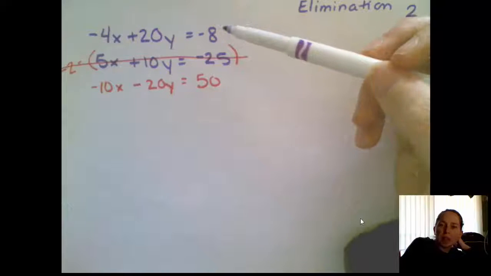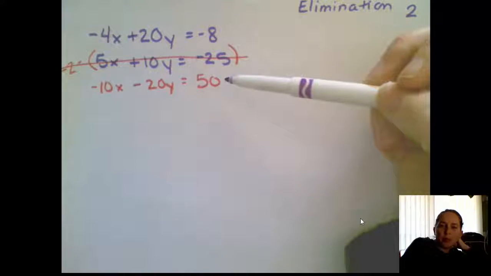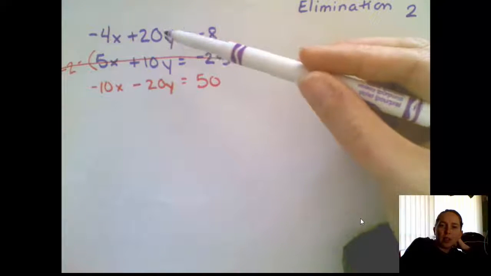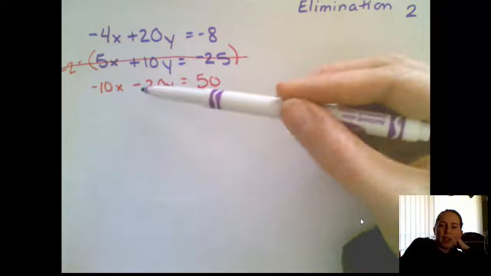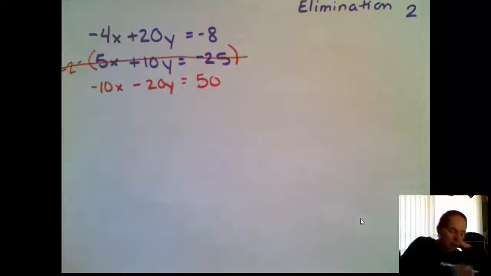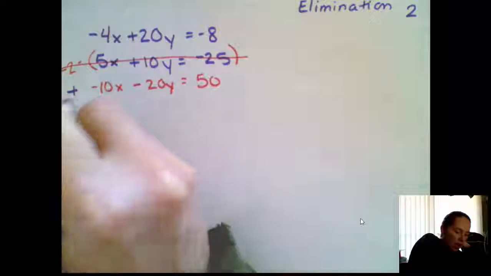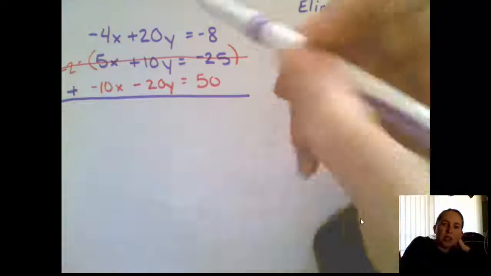Now you're going to focus on the top equation and the bottom equation, noticing that when you take 20y, and if you would add negative 20y, it will eliminate. And that's what you want. So you're going to add these two equations.